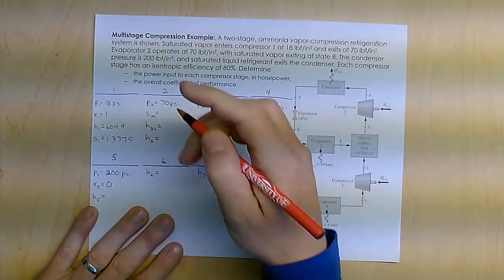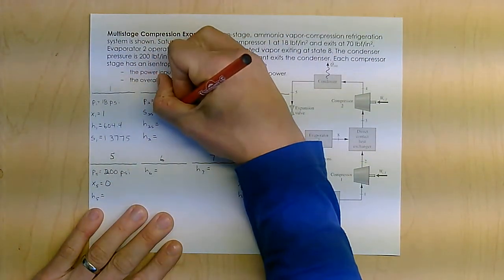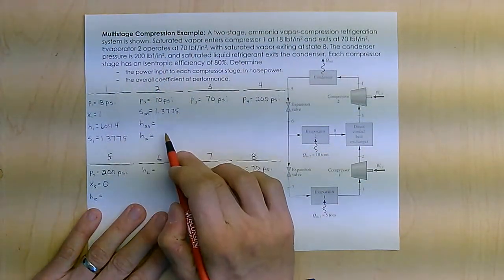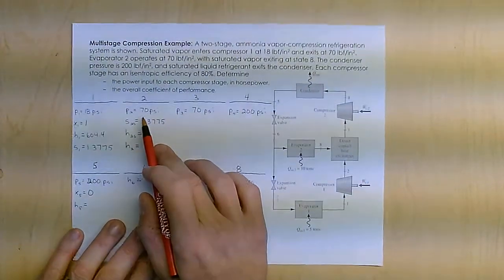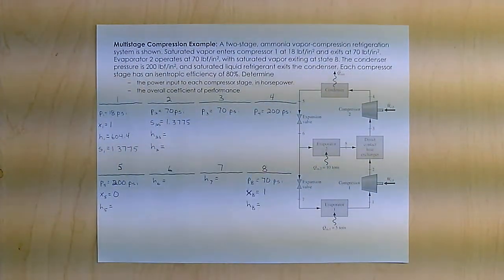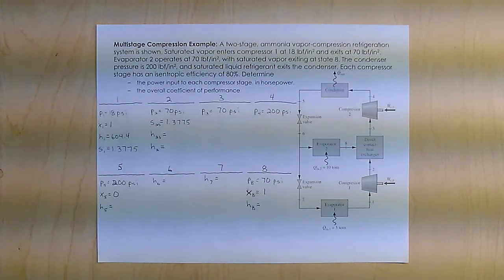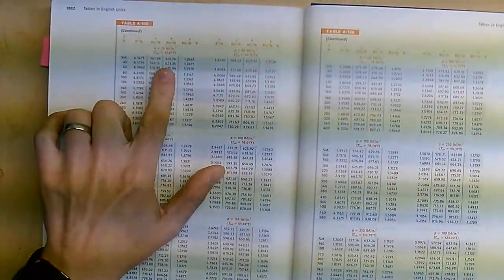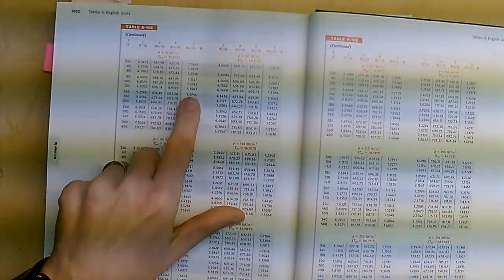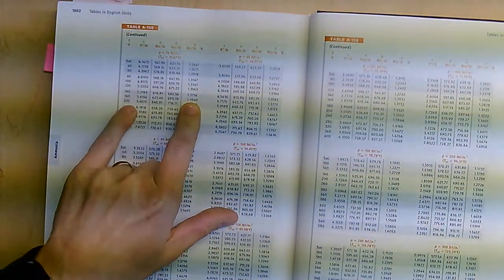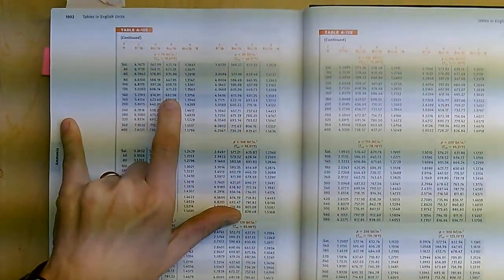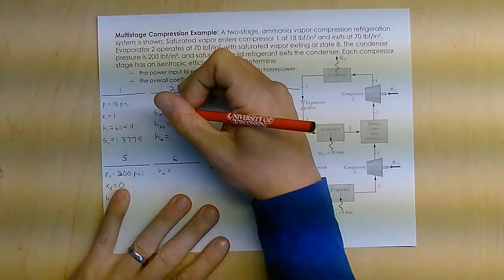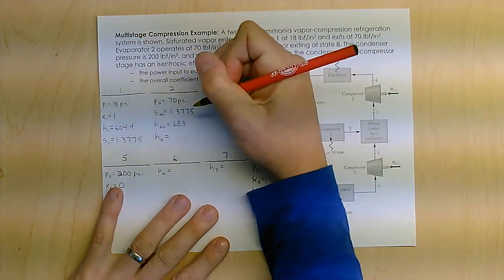Isentropic would make s2 equal 1.3775. That's not actually what it is, since the real case is 80% of that, but I'm going to use this to calculate it. So for the ideal case, at 70 psi and 1.3775, I go into the 70 psi table, and 1.3775 is just a hair above here, so h is about 683.72. Again, that's the ideal case.